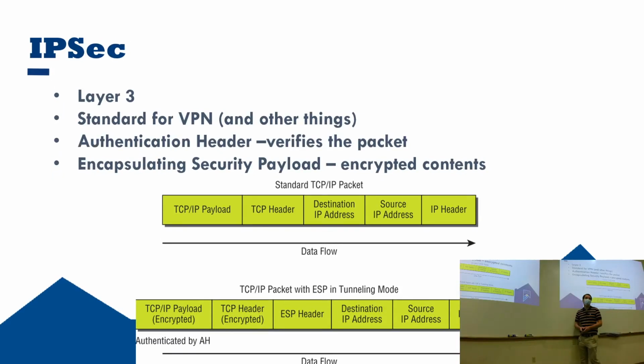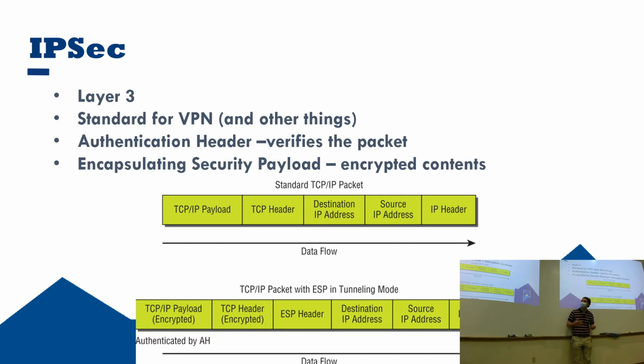Okay, IPSec. This is an important one. It's at layer 3, and it's going to be the standard for most things tunneling related. Not everything. Because, for example, if you're using HTTPS in 2021, what standard are you hopefully using? Hopefully you're using TLS. So it's going to be the standard for most things, though.